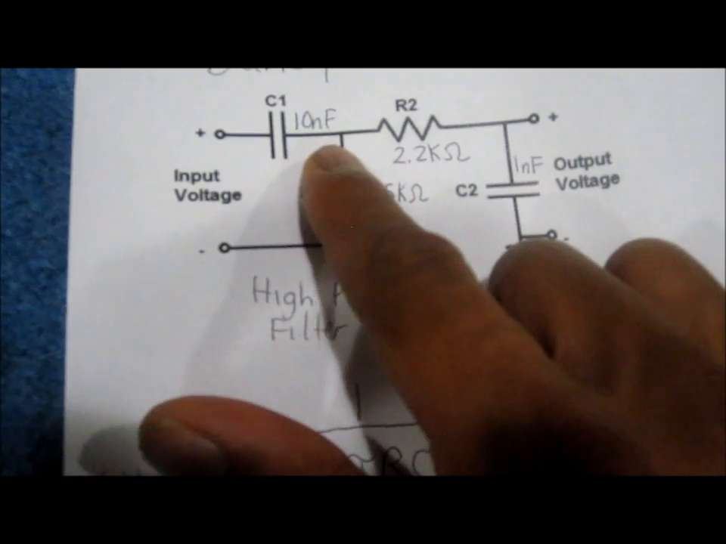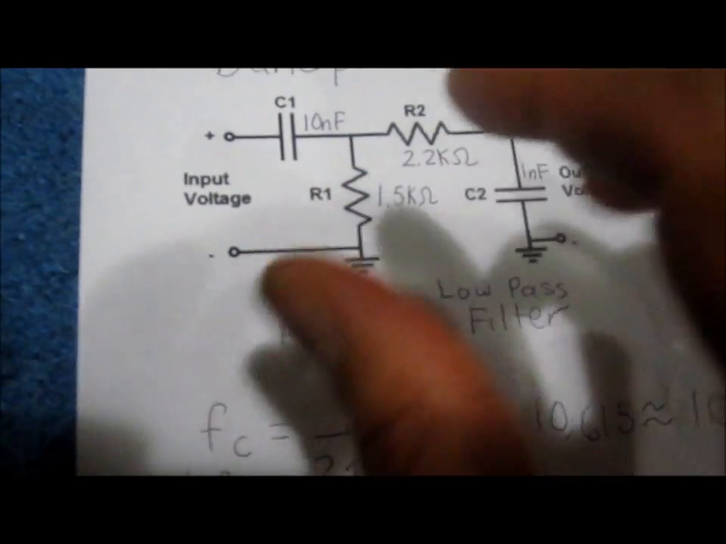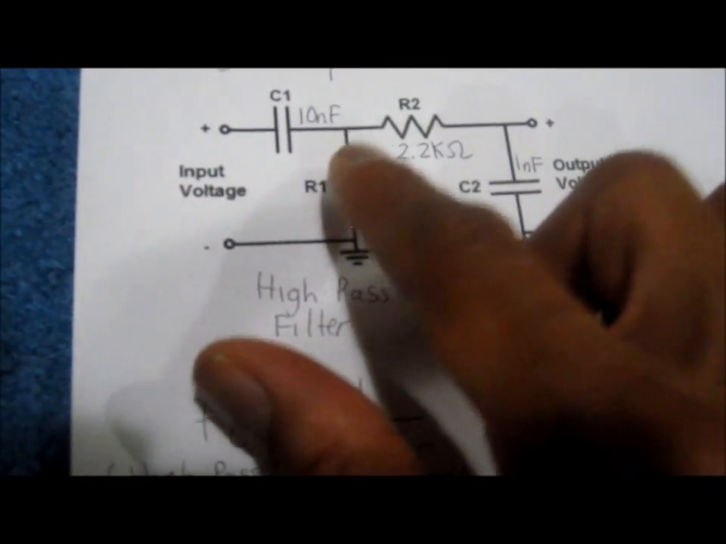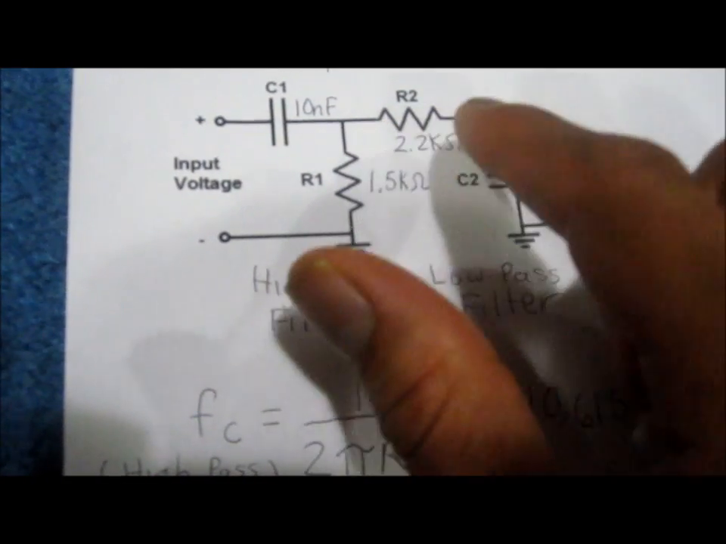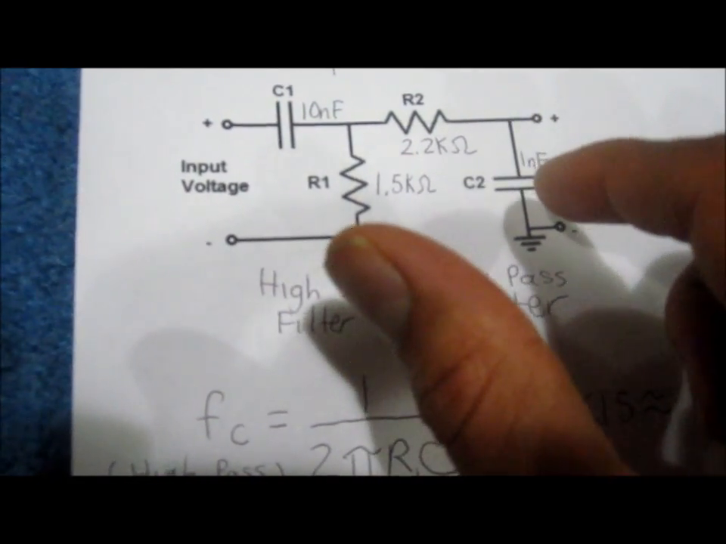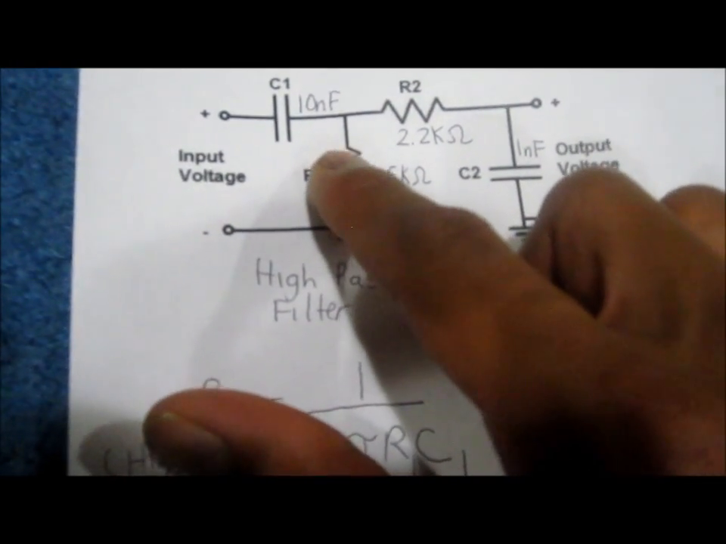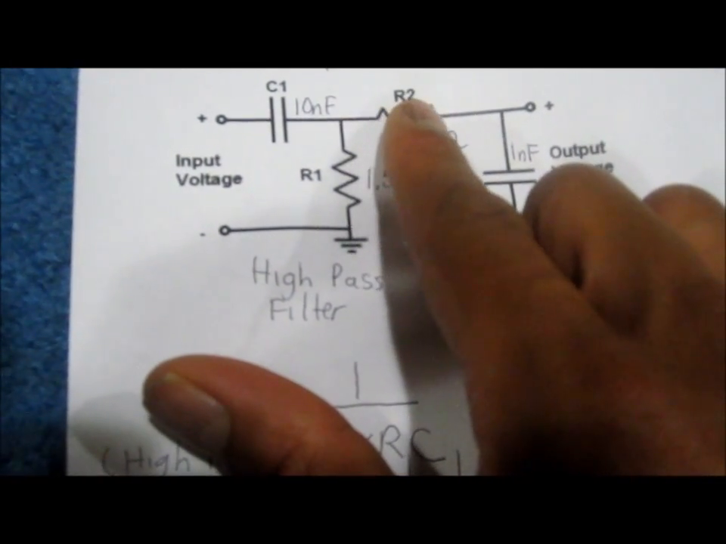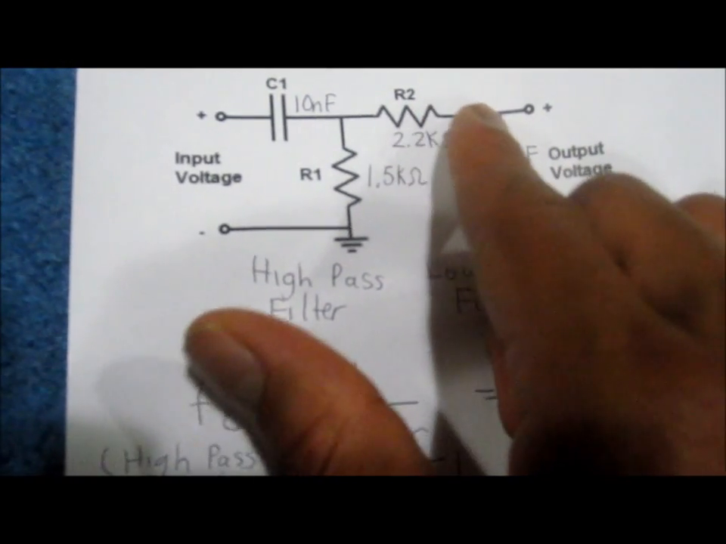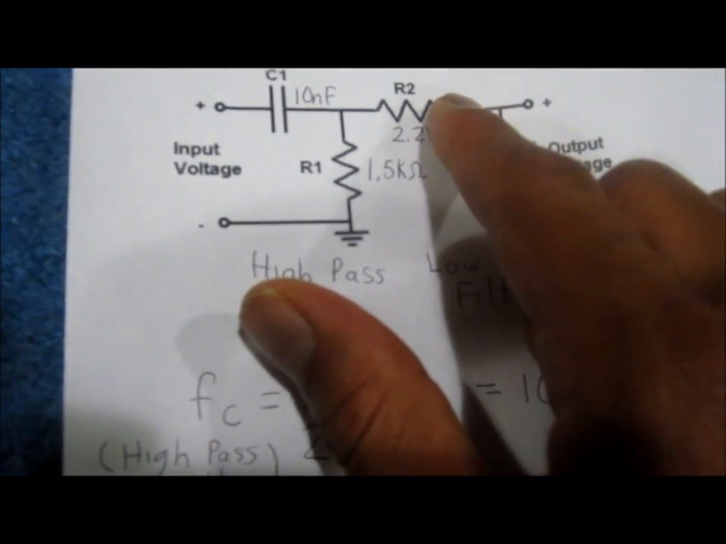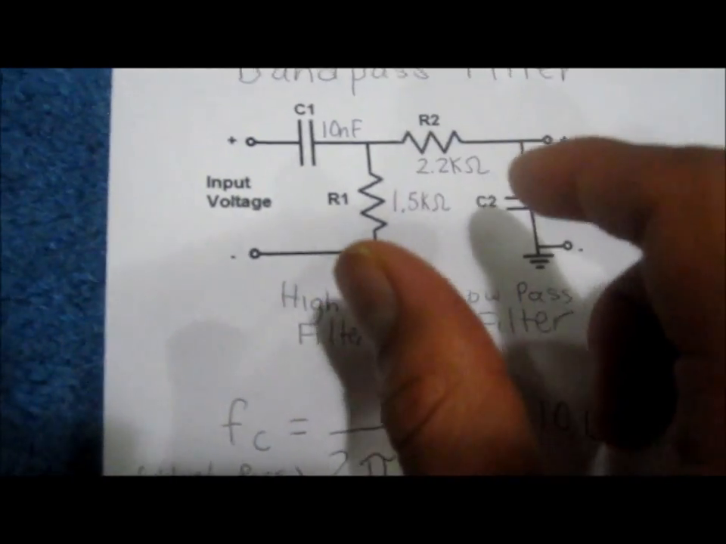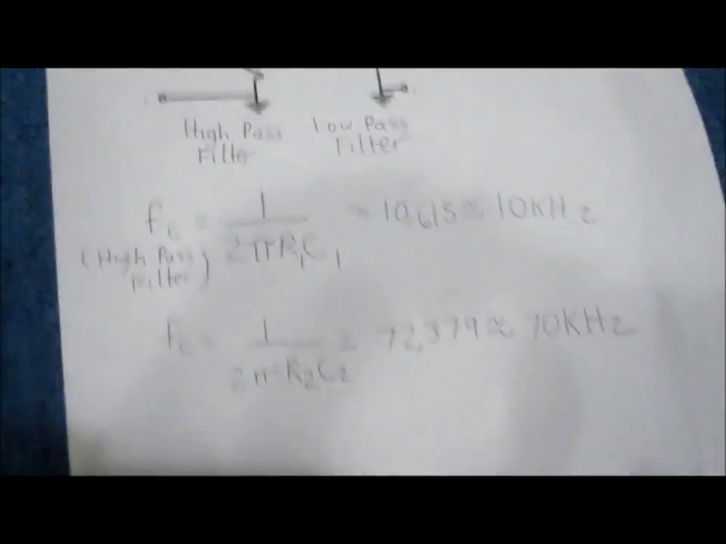You would design the high pass filter so that it has a frequency cutoff point of 10 kHz, and you would design the low pass filter so that it has a frequency cutoff point of 70 kHz. So the high pass filter passes through all frequencies above 10 kHz, while the low pass filter passes through all frequencies below 70 kHz, and that's how you get the passband.